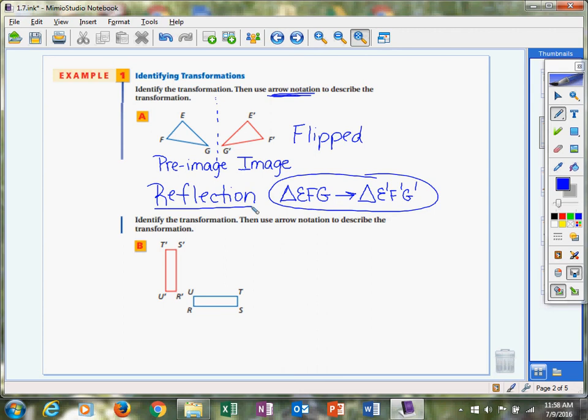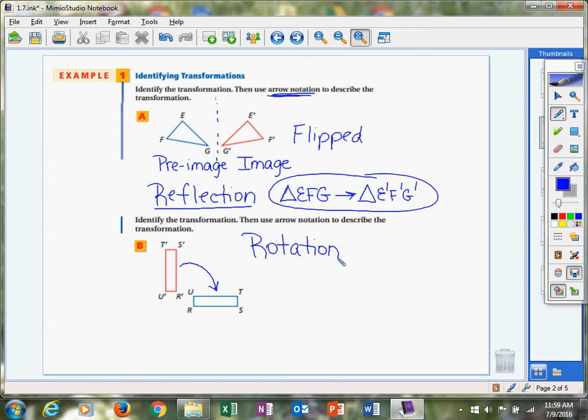Let's look at letter B. Again, same directions. Identify the transformation and then we have to use arrow notation to describe the transformation. So this time it doesn't look like we have a reflection, okay? This looks a little different. See how that looks like a rotation? So I think this is a rotation. It has definitely an appearance to that. And there was a point that it looks like it's rotating around.